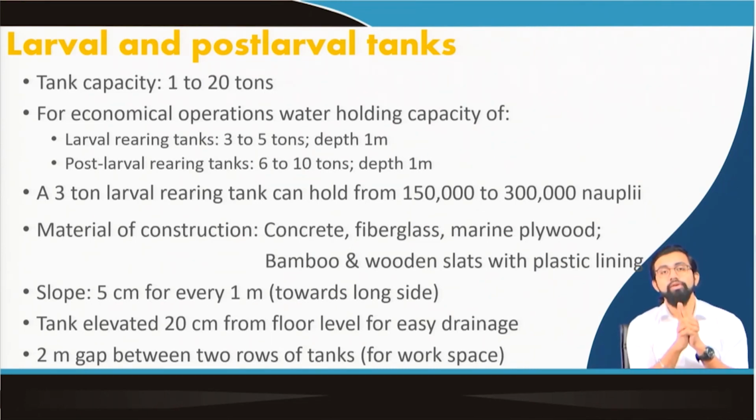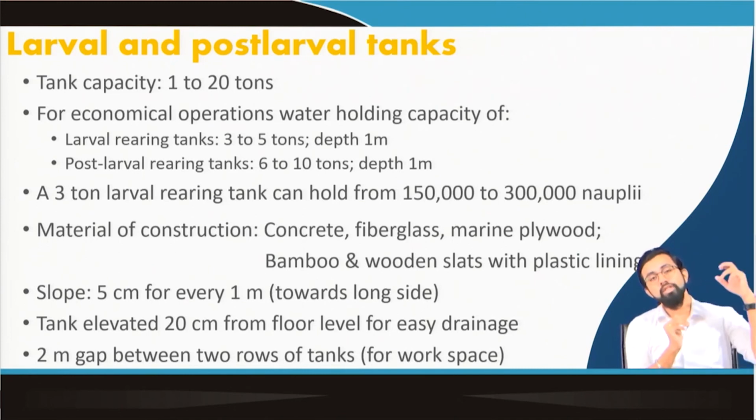Material of construction: concrete, fiberglass, marine plywood, bamboo or wooden staves with plastic linings, anything, depending upon the size, the capacity, and the economic, how to say, the capital cost that you can approach. Okay. The slope of 5 centimeter for every 1 meter towards the long side is better.